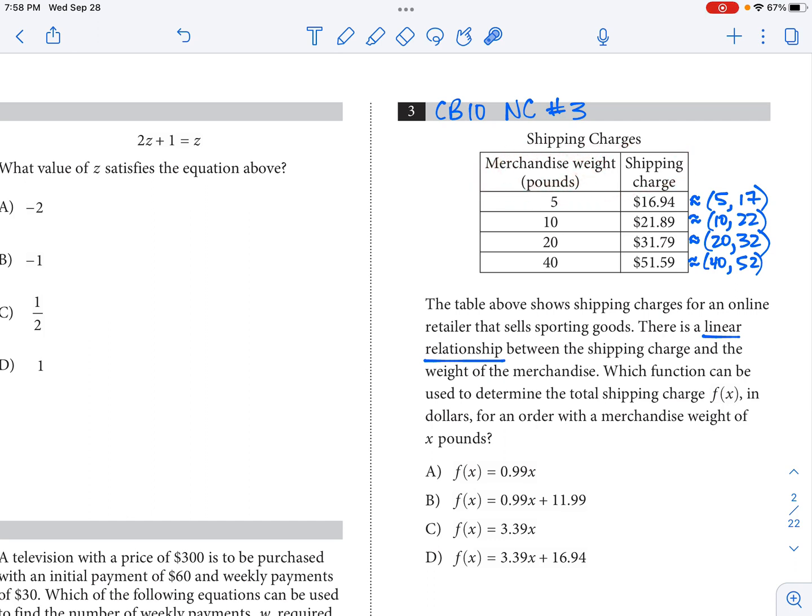We all order things on Amazon. The shipping cost sometimes depends on how much it weighs. So that's exactly what we're talking about here. And they're telling us that it is linear.